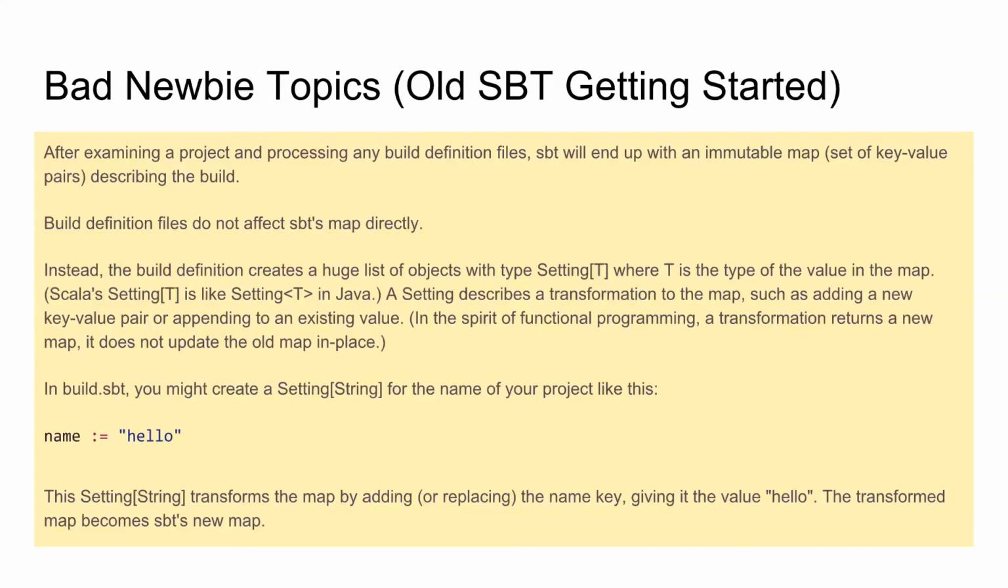What does incorrectly layered documentation look like? The old SBT getting started, which they've since improved upon, is a good example. This is what a newbie used to see when you went to look at SBT's getting started. It says, after examining a project, SBT will have a mutable map. Build definitions do not affect SBT's map. The build definition creates a huge list of objects of type Setting[T], and the type T is the type of value in the map. The setting describes the transformation. Adding a new transformation appends it. Returns a new map because functional programming does not update the old map in place. And the setting transforms the map by adding, and the transformed map becomes a new map.